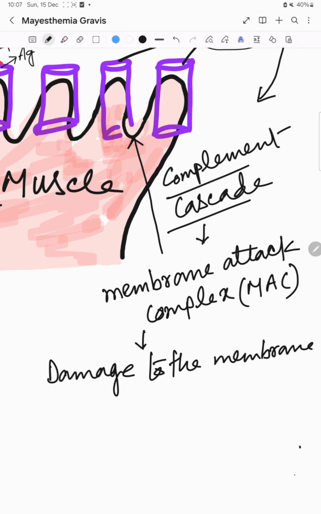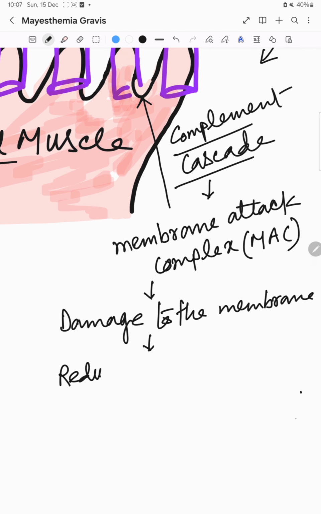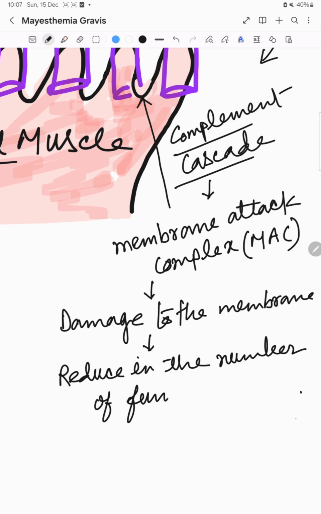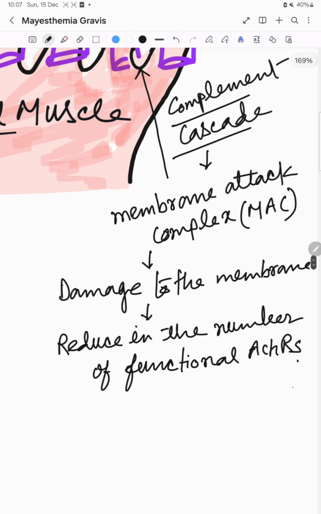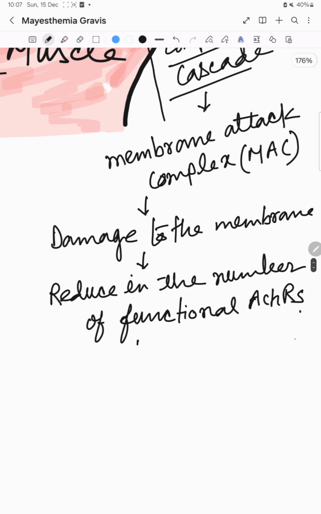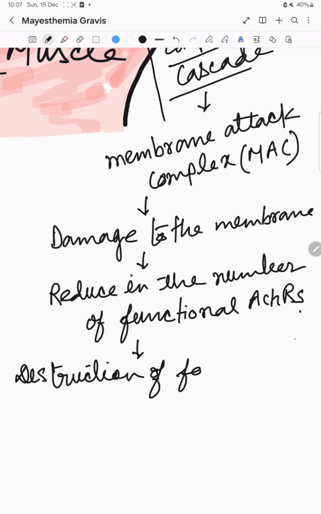Then it will reduce the number of functional acetylcholine receptors, and lead to destruction of folds in the postsynaptic membrane.